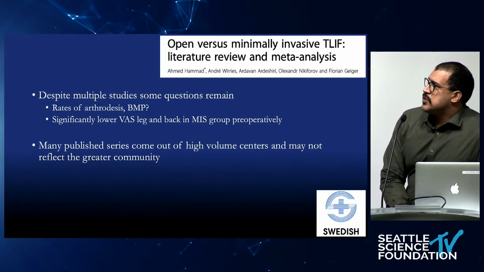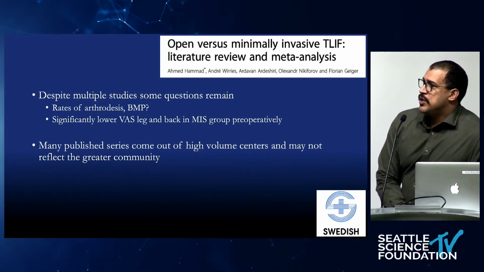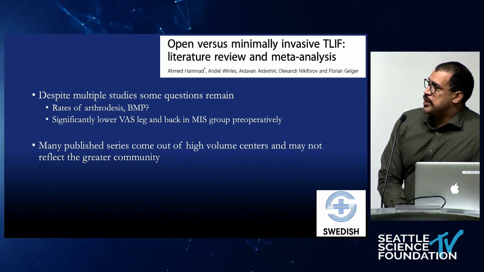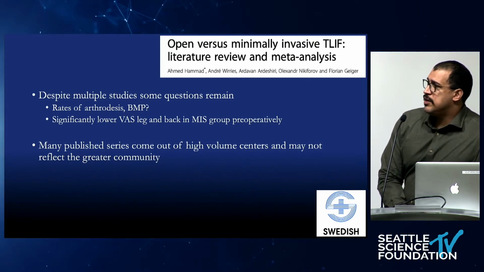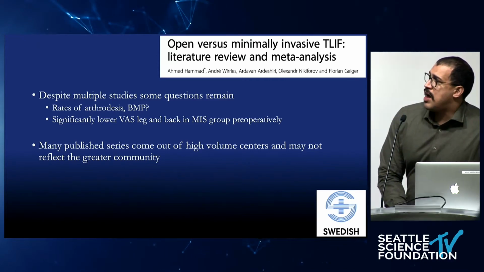But there are some questions that I still have, such as rates of arthrodesis. There's such a wide variety of biologics that are used. Bone morphogenetic protein is off-label for MIS TLIF, but it can be very helpful in achieving a fusion when you have a very limited window to place your graft material in.